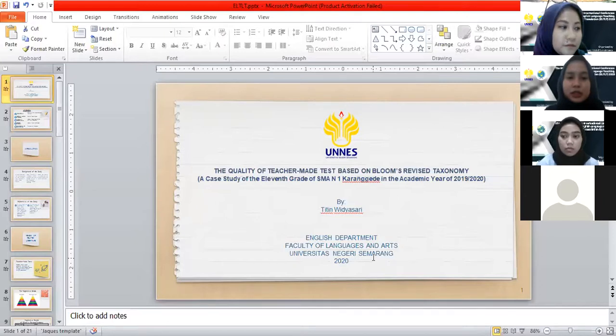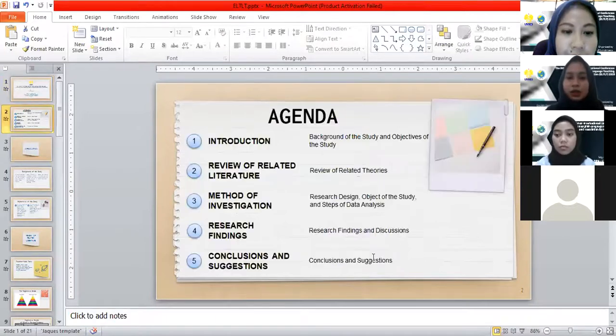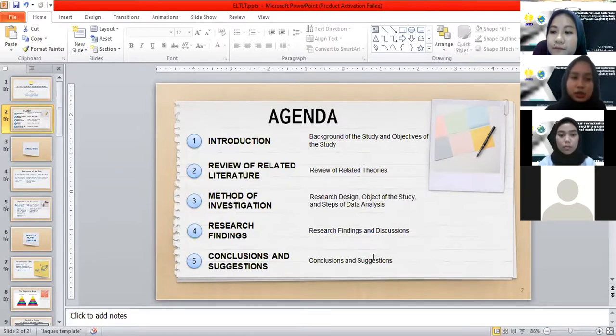My name is Titin Widyasari from Universitas Negeri Semarang, and here I'm going to present my research entitled "The Quality of Teacher-Made Tests Based on Bloom's Revised Taxonomy." There are some agenda items in this presentation. The first one is the introduction. The second one is the review of related literature. The third one is the method of investigation. The fourth one is the research findings. And the last one is the conclusions and suggestions.